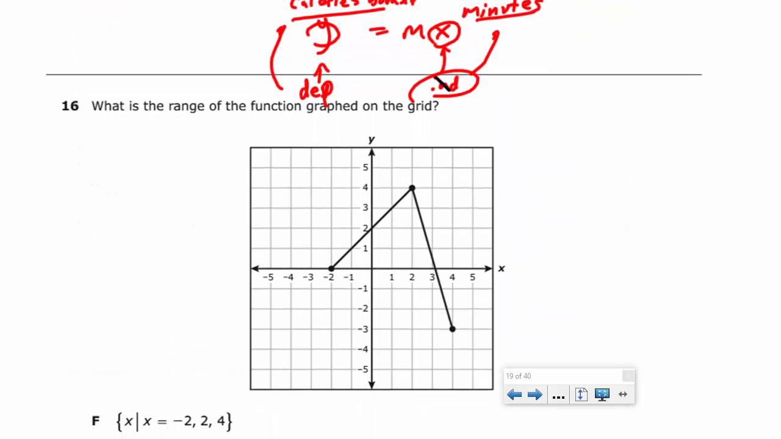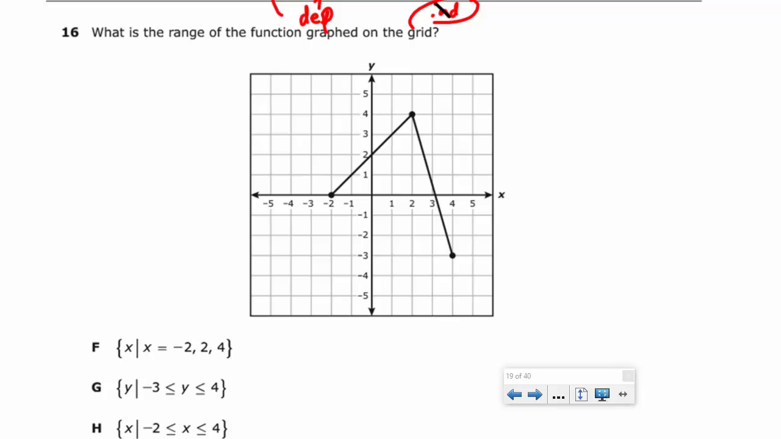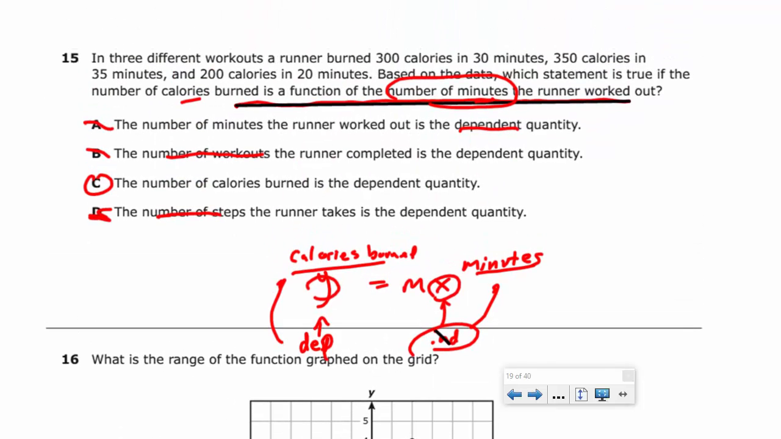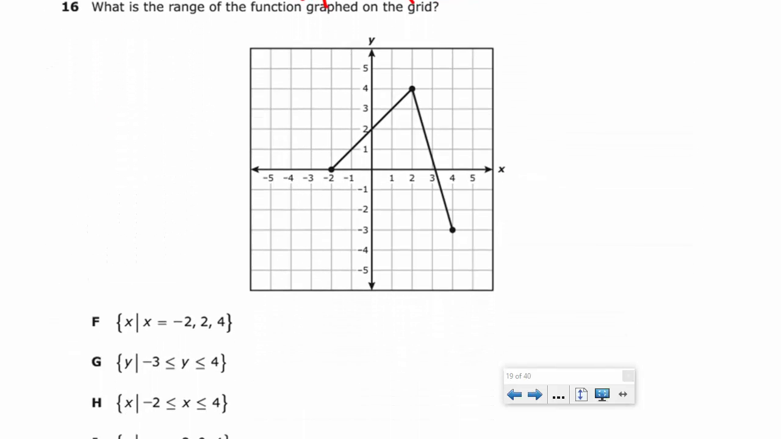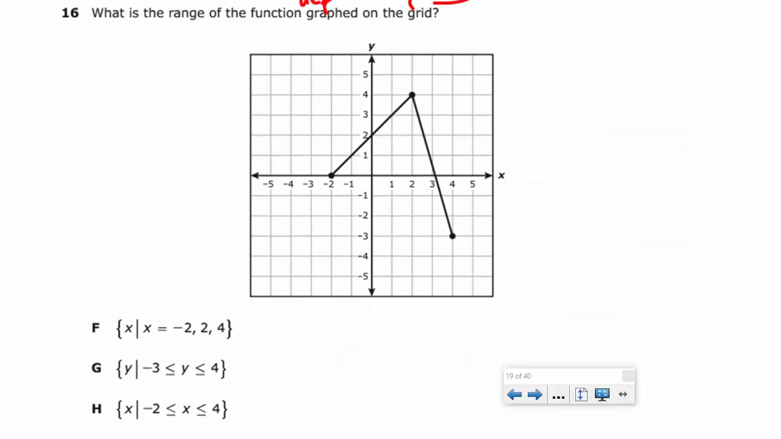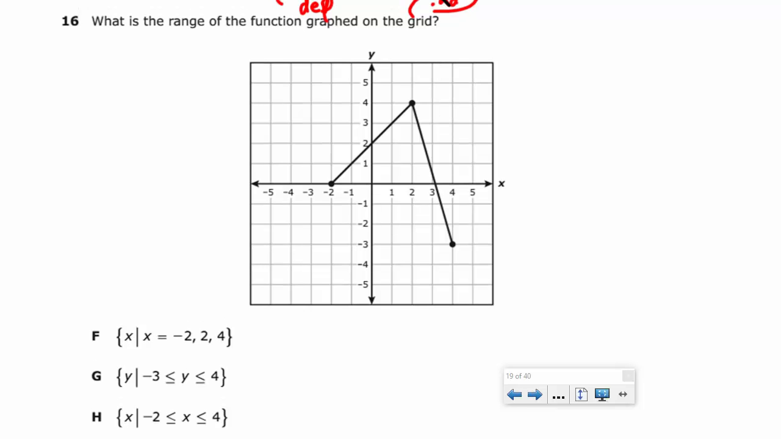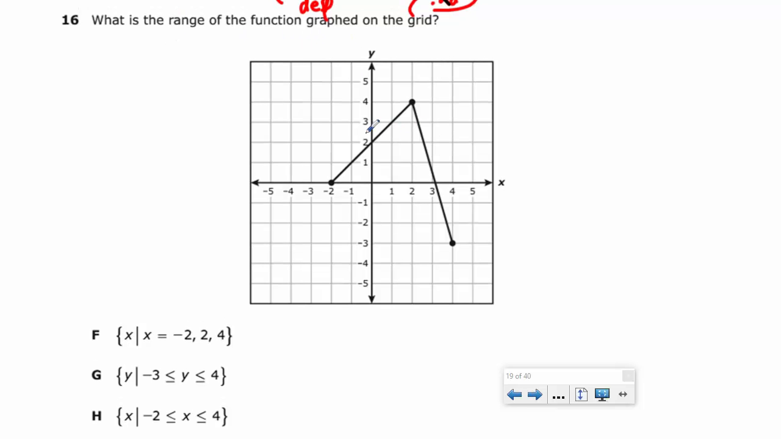All right. So let's go down to number 16. As you can see, these are actually non-calculator problems that you're going to have to reason through. You can't use a calculator in every question, but it's very useful for many of them. Here they're asking about a range of this function graphed.